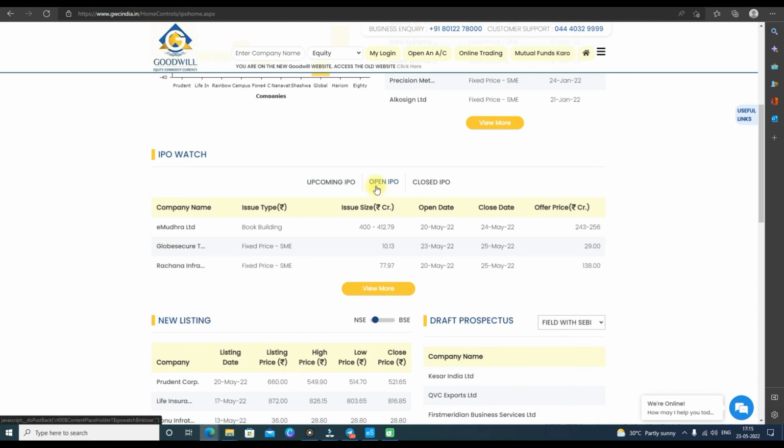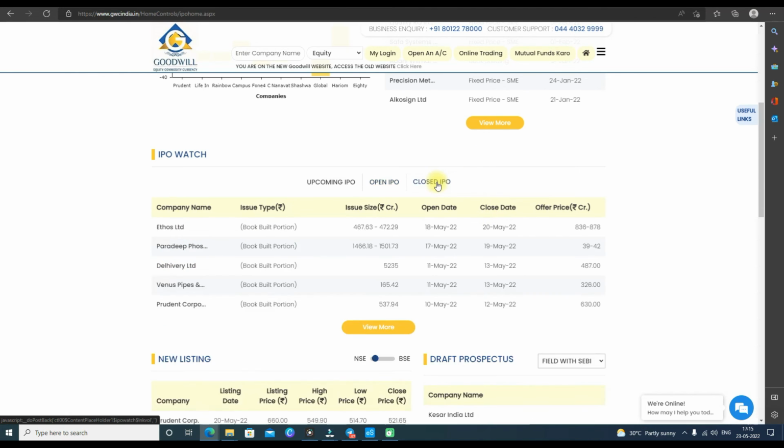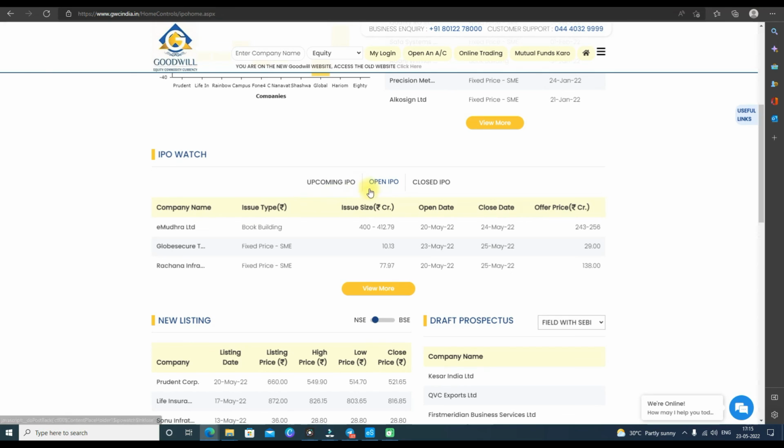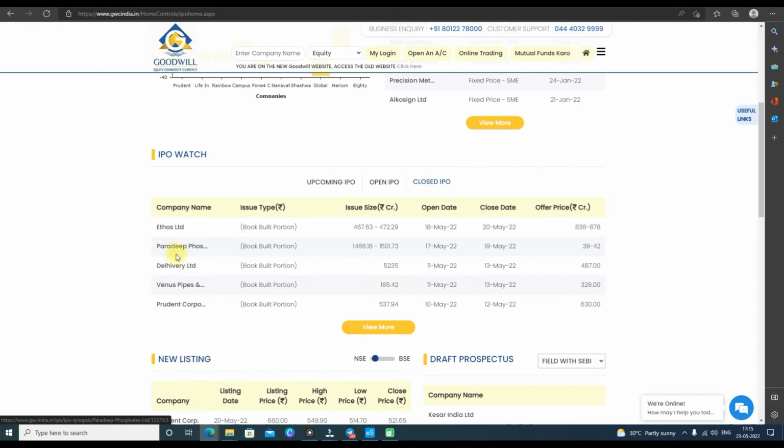And these are the IPOs that are currently open in the market: eMudra, Global Secure, Rachna Infrastructure Limited, and these are the IPOs that have already been closed: Ethos Limited, Paradigm Phosphates, Delhi Valley, Venus Pipes, and Prudent Corporation.